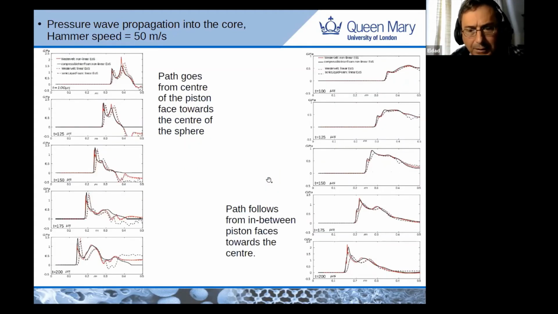If we increase it to 50 meters per second, then again, this is from the center of the anvil to the center of the reactor. And now we start to see the difference between using a linear equation of state or a non-linear equation of state. This is the Tait equation of state for liquid. And that shows you that particularly for this one, we have to be careful what kind of equation of state we're using. On the line that goes from the anvil to the center, the agreement is much better.